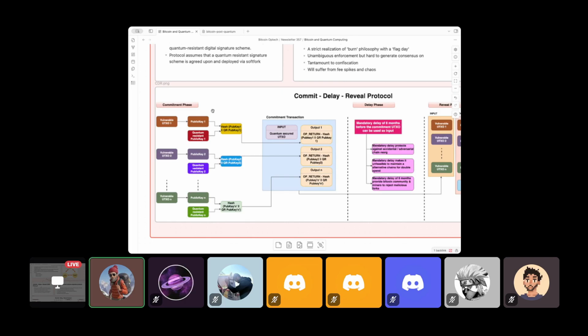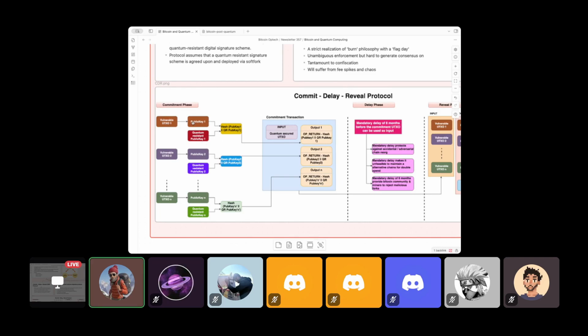First, you have to introduce the quantum resistant tech into the protocol itself and get it ready, and only then can you start your migration. So in this CDR protocol, you have the commitment phase where you put your public key and your quantum resistant public key. This means the protocol has made the necessary changes, and the quantum resistant key pairs are all agreed upon, and you can generate a quantum resistant public key like how you can generate a public key right now in your classical case.